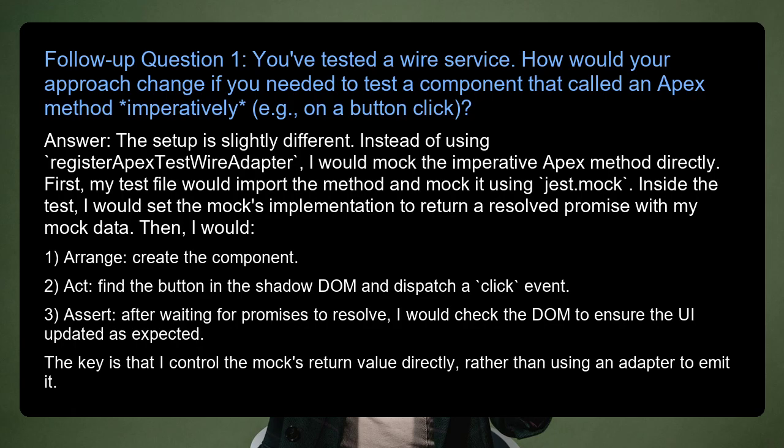Then, I would: 1. Arrange, create the component. 2. Act, find the button in the shadow DOM and dispatch a click event. 3. Assert, after waiting for promises to resolve, I would check the DOM to ensure the UI updated as expected. The key is that I control the mock's return value directly, rather than using an adapter to emit it.